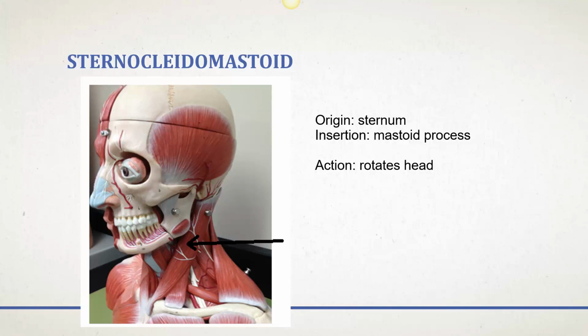The sternocleidomastoid. Sternocleidomastoid is this thin muscle that starts down here in the sternum, and so it originates in the sternum and inserts into the mastoid process of the temporal bone. When this one contracts, it causes head rotation. So you have one on the left side of the neck and one on the right side of the neck.